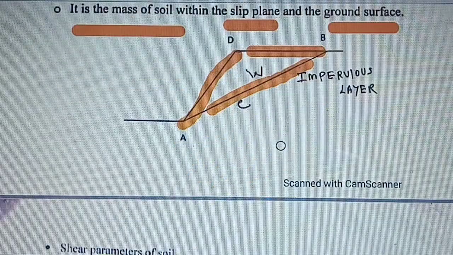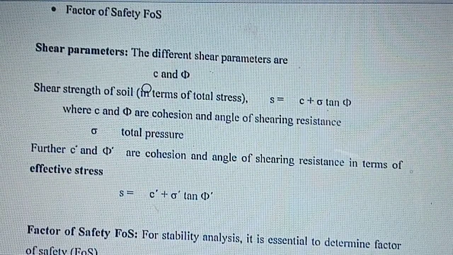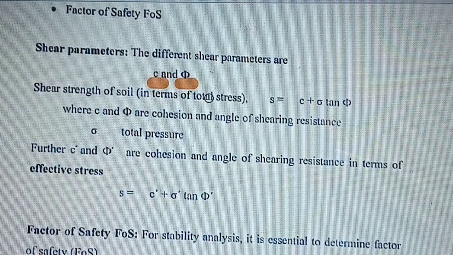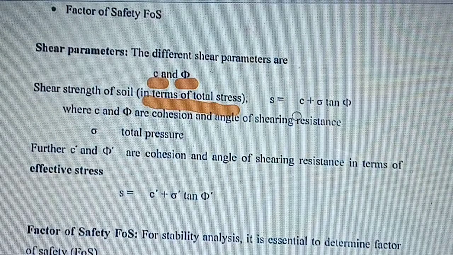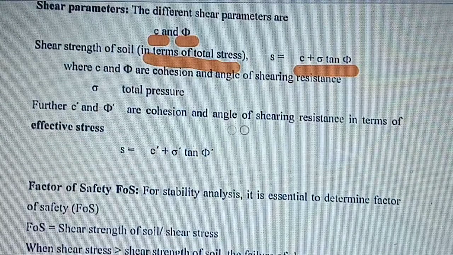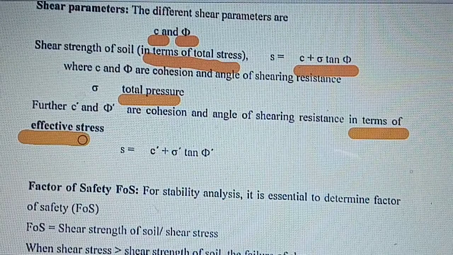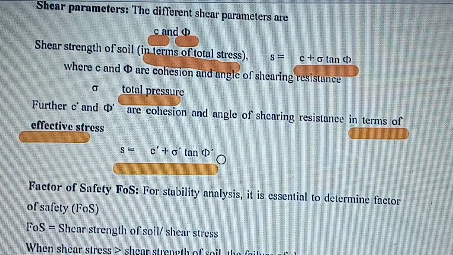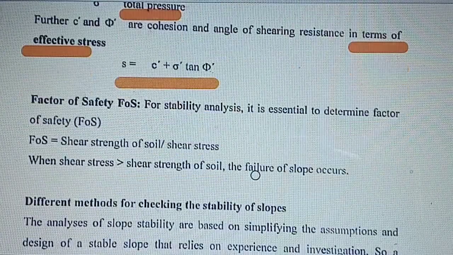Next is shear parameters of soil. The shear parameters are C and phi, where C is cohesion and phi is angle of shearing resistance. So shear strength in terms of total stress becomes C plus sigma tangent phi, where sigma is total pressure. In terms of effective stress, the formula becomes C dash plus sigma dash tangent phi dash, where C dash, sigma dash, phi dash are in terms of effective stress.